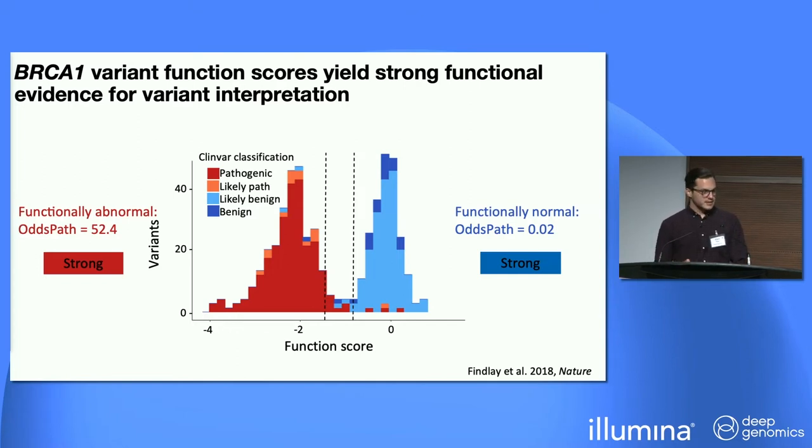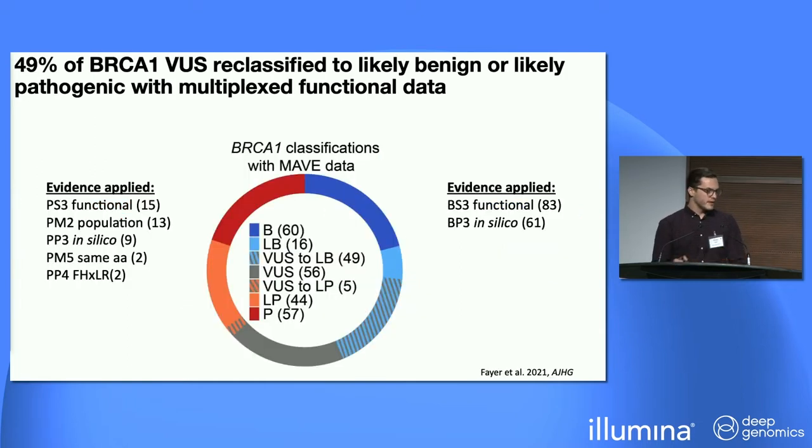When we applied this, first we collaborated with Ambry Genetics, who sent us their interpretations for BRCA1 variants. When we applied these evidence strengths to their interpretations of variants, we were actually able to reclassify 49% of the VUS in their data set to either likely pathogenic or likely benign.